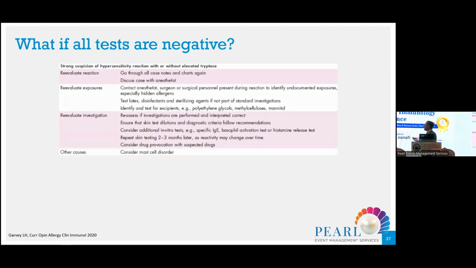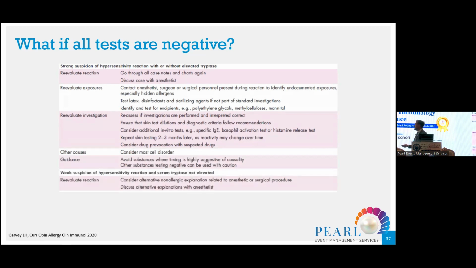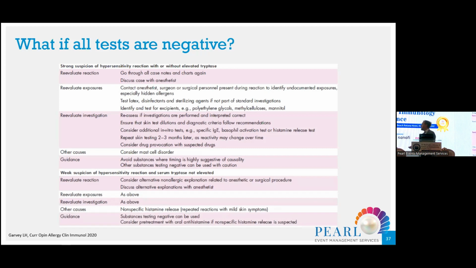And consider other diseases that can cause a similar reaction. But if, for example, there is a low suspicion, consider alternative explanations. Maybe it was not perioperative hypersensitivity. Is there something else that can explain the reaction of my patient? And reevaluate everything. And sometimes there is nothing, the patient doesn't have any valuable explanation.